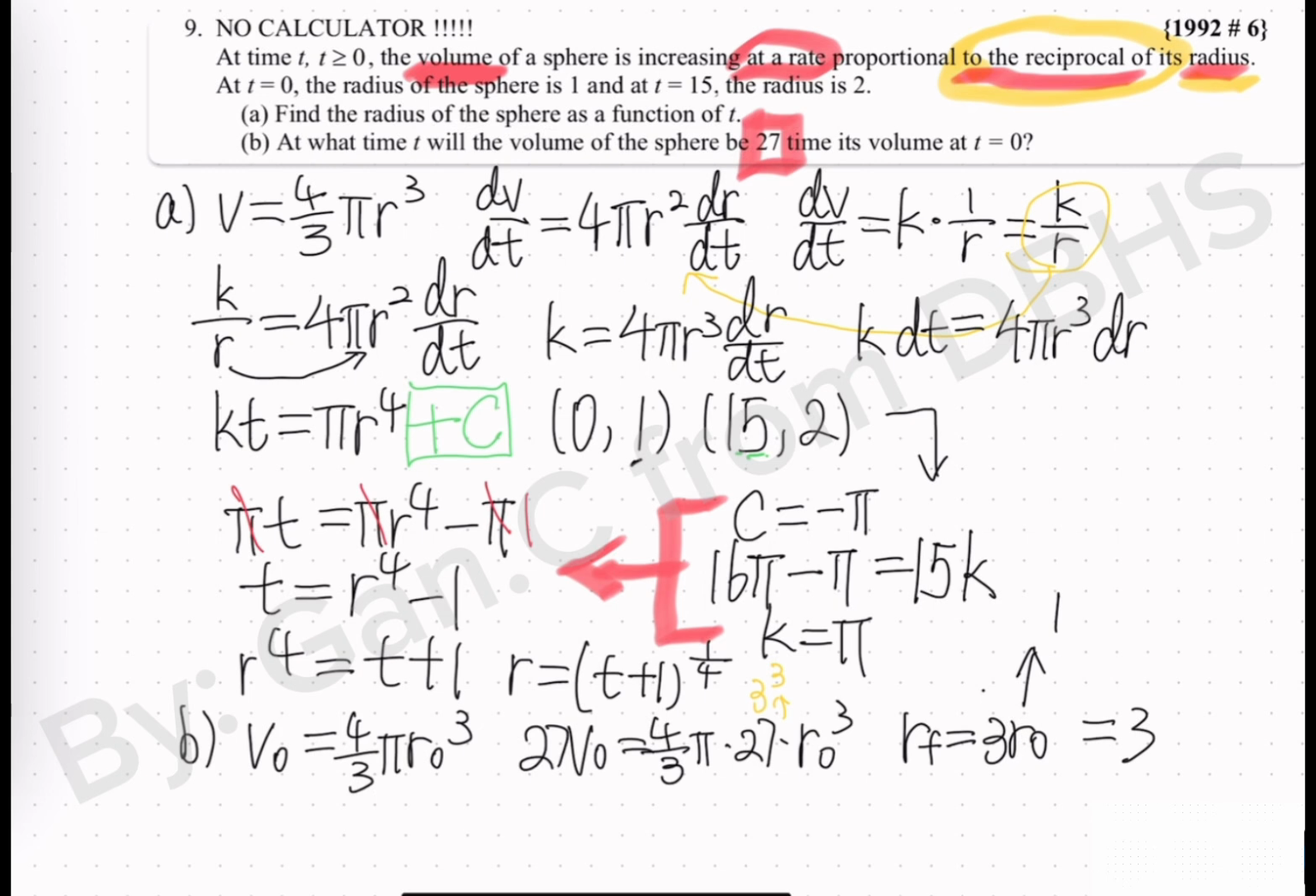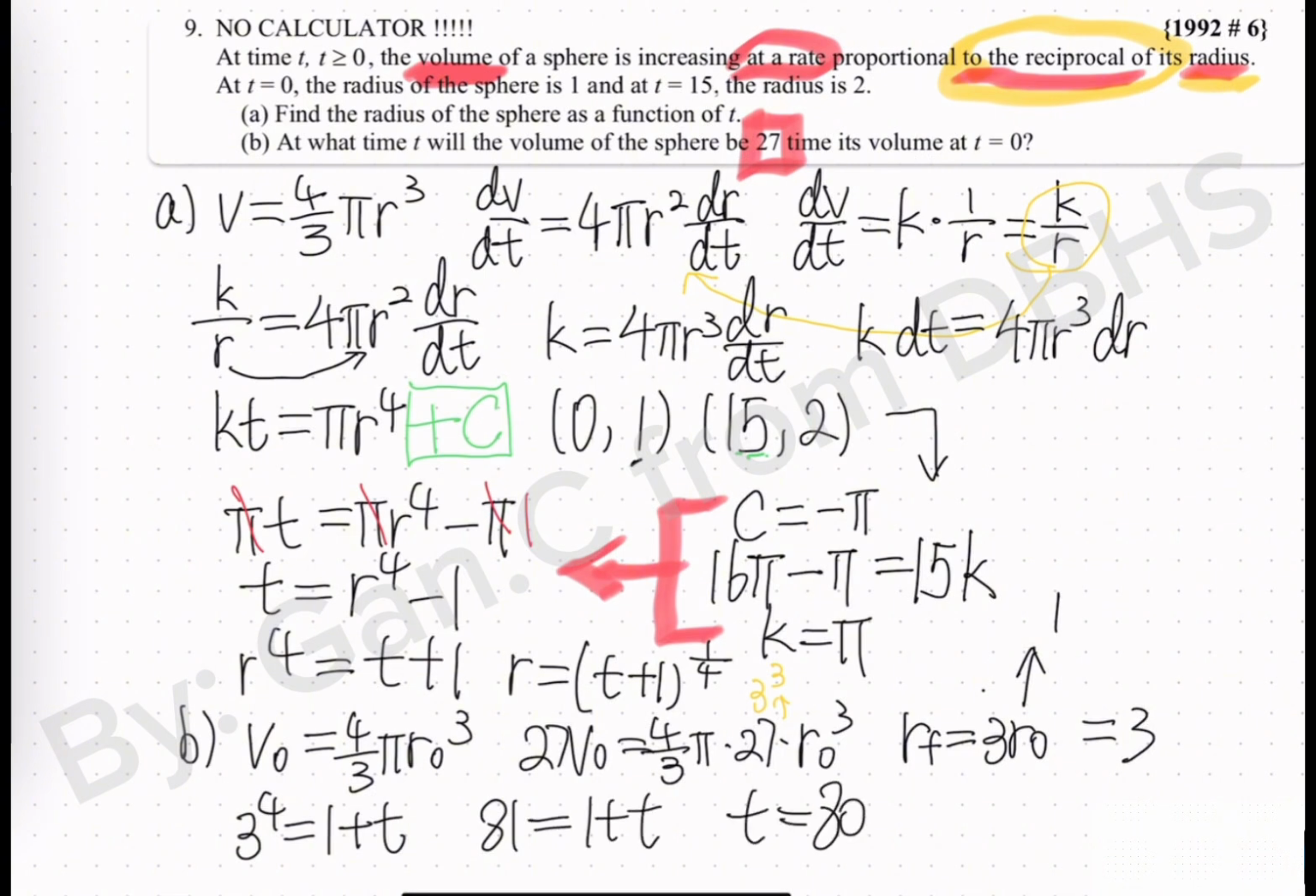Then what should I do? I should plug this back into the equation I got in question A. This is the reason why some of them got stuck, because they didn't even solve A and they saw B really easy, so they tried and they failed. So then that's 3 to the fourth equal to 1 plus t, right? Is that apparent? 81 equals 1 plus t. So what is t? t is 80.